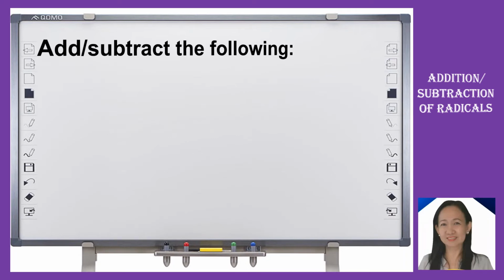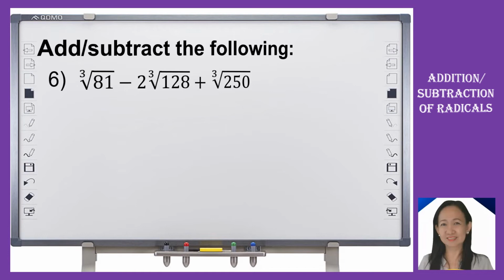Now let me show you another case. For number 6, our given is the cube root of 81 minus 2 times the cube root of 128 plus the cube root of 250. The indices are the same but radicands are different. Let us express them into exponential form.